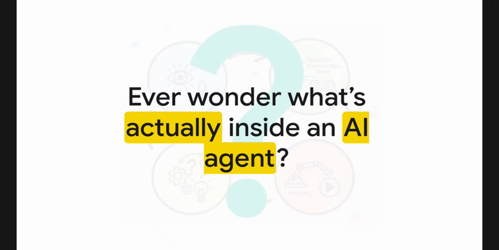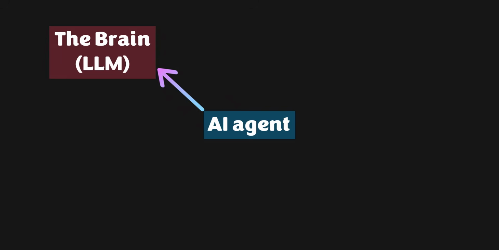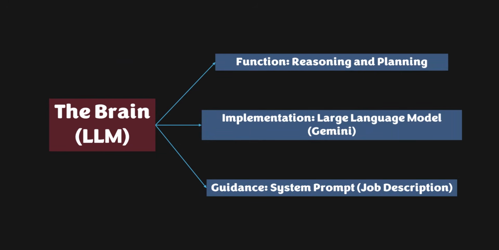Let's get started. Before we write a single line of code, we need a blueprint. Every powerful AI agent, from the simplest to the most complex, is built on four core components. First, you have the brain. This is our large language model. In our case, Google's Gemini is the part that thinks, reasons, and makes plans. We guide it with a system prompt, which is basically its job description.